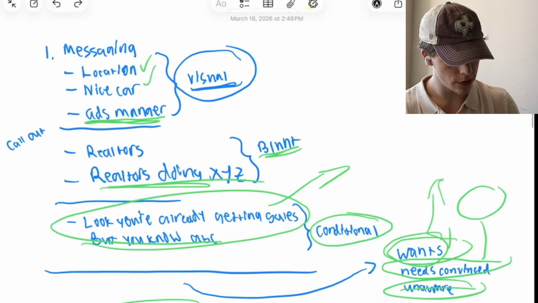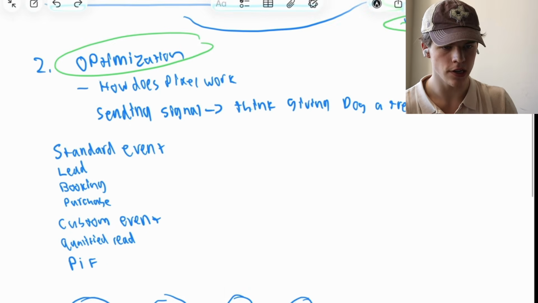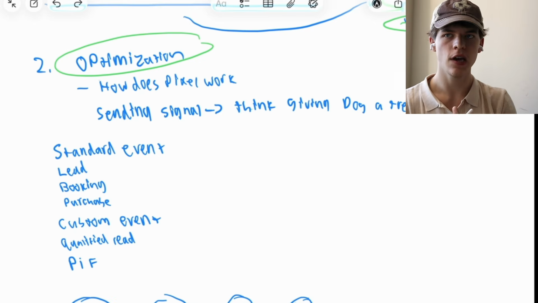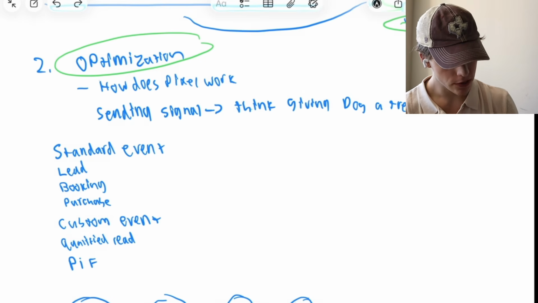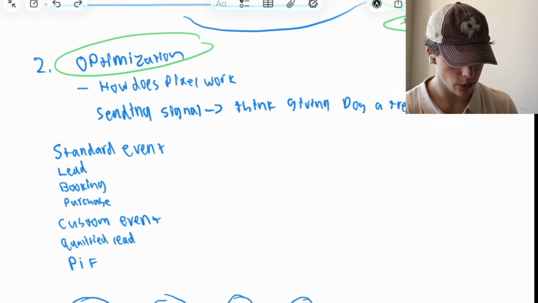All right, so important before we do optimization, obviously make sure your messaging is dialed, because what we're doing now is we're telling Facebook and Meta who to optimize for more of, but we can't attract the people we want to optimize for more of unless we have our messaging on point. So first things first, real quick recap of how the pixel works. Even if you already understand this, bear with me.